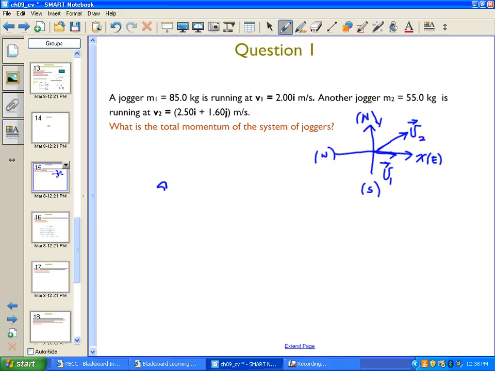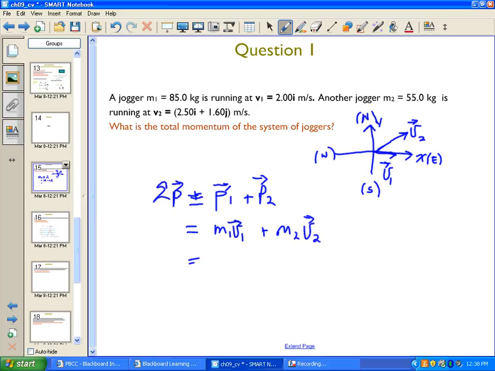All right. Having said that, we want the total momentum of the system, which means we want an equal sign there. We want the momentum of the first jogger added to the momentum of the second jogger. Now we don't have an initial or final here. We're just told this is what it is and that is the way it stays. Tell us what the momentum is. All right, so M1 V1 plus M2 V2.